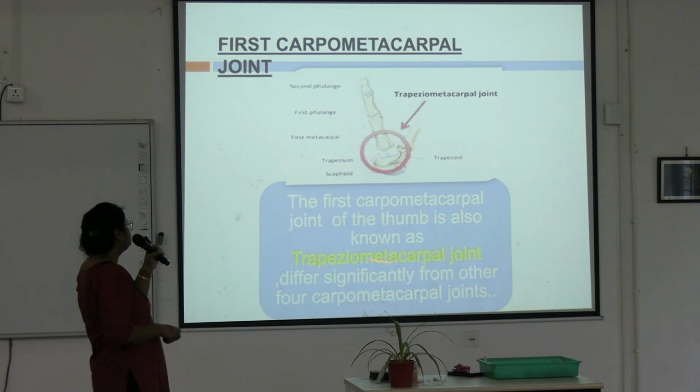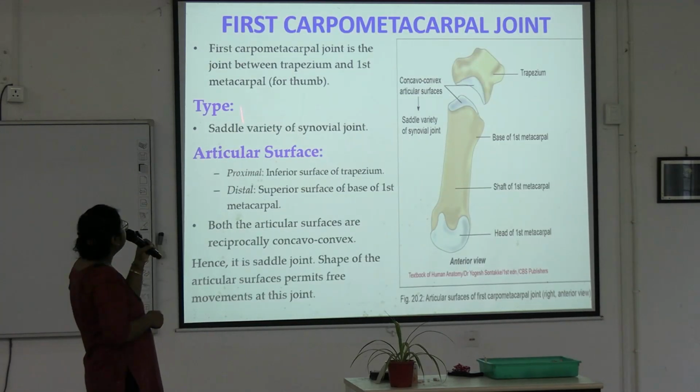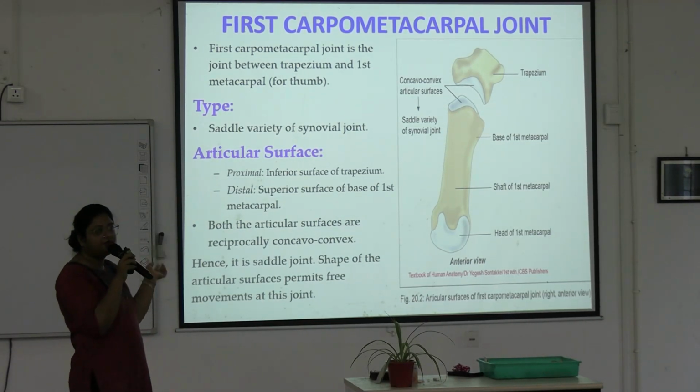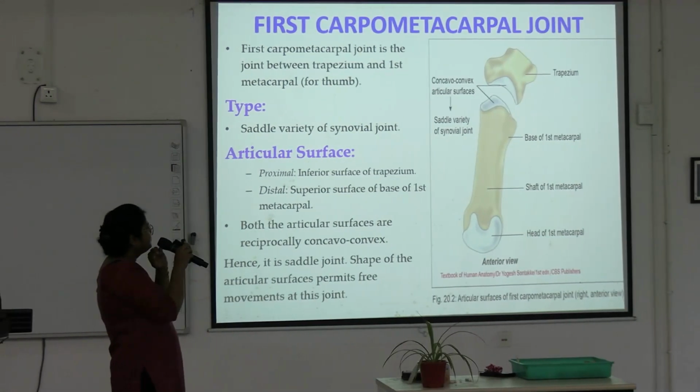So the first carpometacarpal joint of the thumb is also known as the trapeziometacarpal joint, and it differs significantly from the other 4 carpometacarpal joints. So the first carpometacarpal joint is the joint between the trapezium here and the first metacarpal for the thumb, and it is a saddle variety of synovial joint. Type of joint is very frequently asked in your Viva and MCQ.